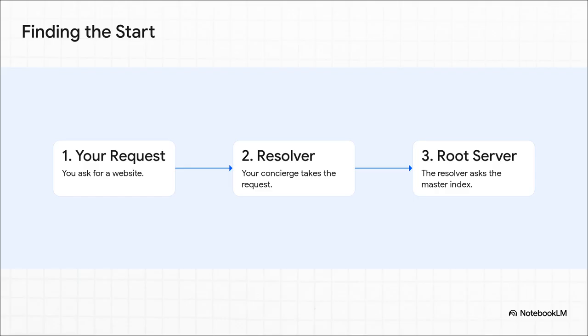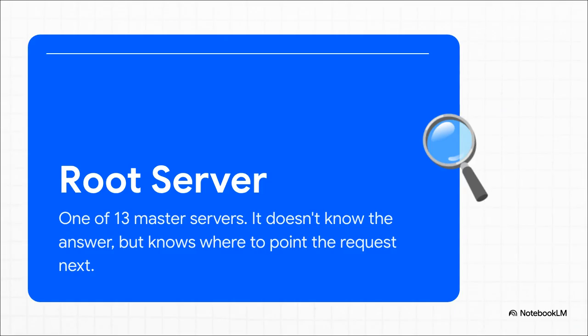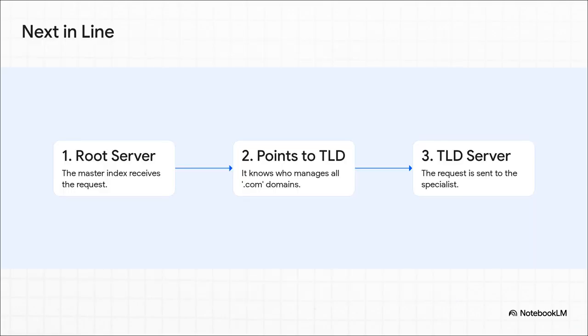It goes right to the top of the chain of command. It sends your request to something called a root server. And get this, there are only 13 of these root server systems for the entire planet. They are the master index of the internet. Now, the root server doesn't have the specific IP for theexplainer.com, but it knows something absolutely crucial. It knows who manages all of the .com addresses. So the root server basically acts like a switchboard operator. It looks at your request for theexplainer.com and says, that's a .com address. I know who handles those.